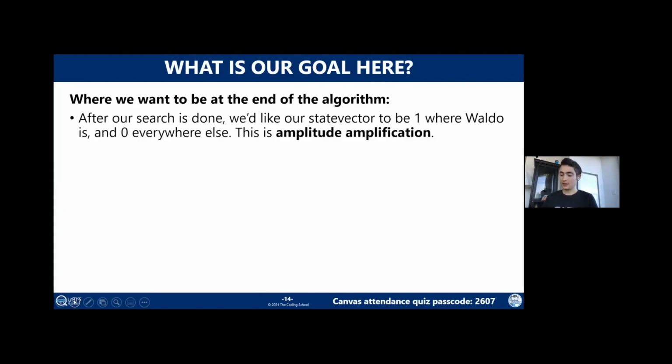Now, at the end of step 2, we would like our state vector to be 1 where Waldo is, and 0 everywhere else, right? We want to be able to find where he is. That's the whole point of search. This process is called amplitude amplification. Now, why is it called that? Well, in quantum mechanics, the coefficients on our state vectors are called probability amplitudes, as you might remember, and so that's where the amplitude comes from. Amplification means that we are amplifying or growing the probability amplitude of the state we want, which in this case is Waldo, and at the same time, shrinking the other states, right? So if we amplify that state enough, there will be a very high chance that when we measure, we get the state we're looking for.